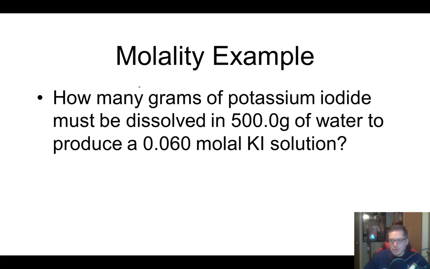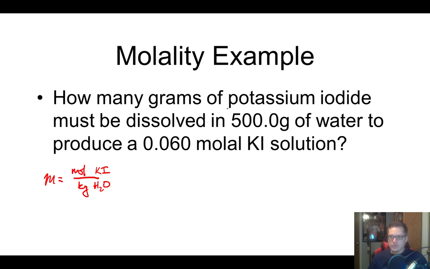All right, let's do a quick practice problem. Should be pretty easy. It says how many grams of potassium iodide must be dissolved in 500 grams of water to produce a 0.060 molal potassium iodide solution. All right, so we know our molality, that's what my molality symbol looks like, is equal to moles of solute, in this case our solute is KI, over kilograms of our solvent. In this case, our solvent is water.